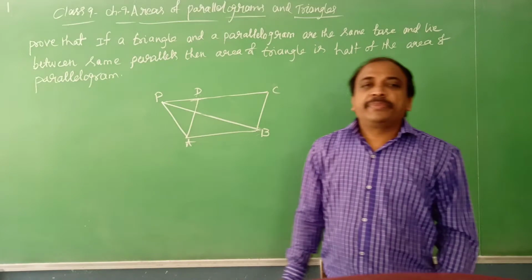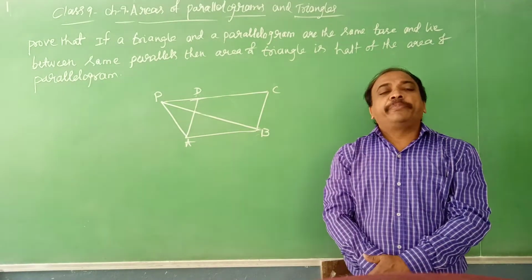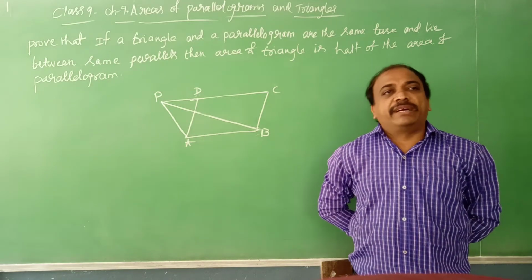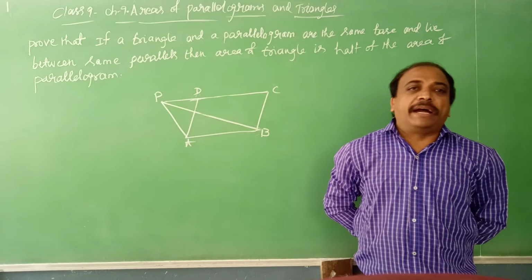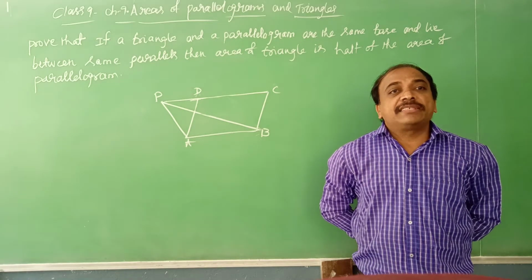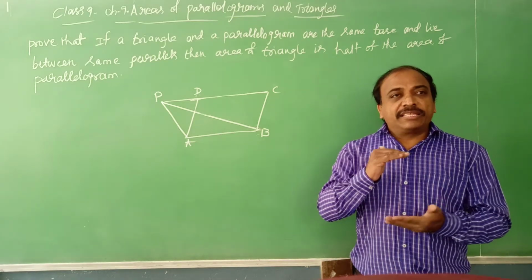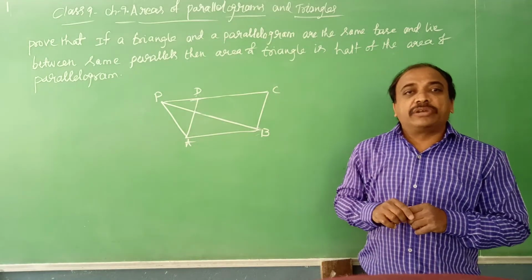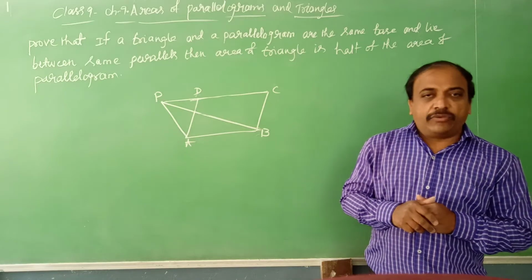Hi students. In the previous session we discussed areas of parallelograms and triangles. The first result: if two parallelograms are on the same base and lie between the same parallels, then their areas are equal. That means they must have the same base and they should lie between two parallel lines. Then their areas will be equal.